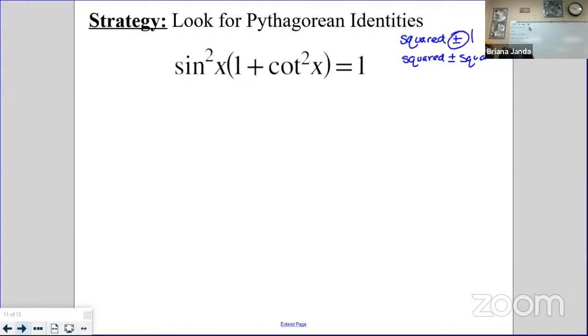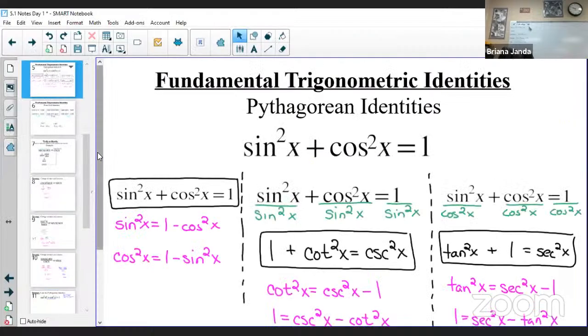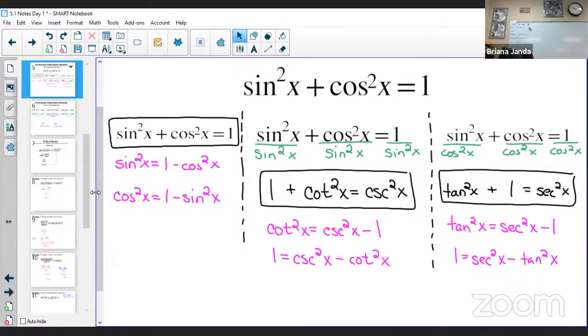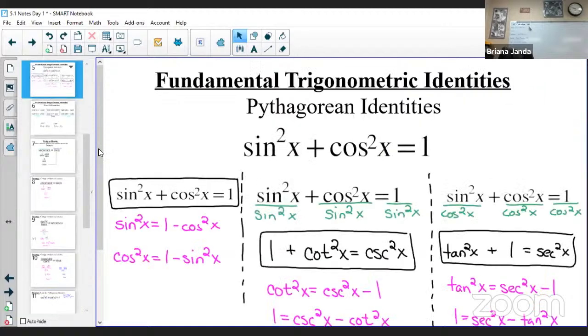Just having a singular squared term does not necessarily make my brain immediately go to Pythagorean identity. But as soon as I see that something squared attached to something else with a plus or minus, like this, 1 plus cotangent squared, that's when my brain is going to go to my Pythagorean identity. Okay, so what do I do when I see something like 1 plus cotangent squared? I go to my Pythagorean identities and look through my options. Is there something that says 1 plus cotangent squared on my Pythagorean identity sheet?